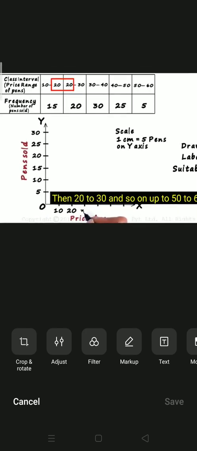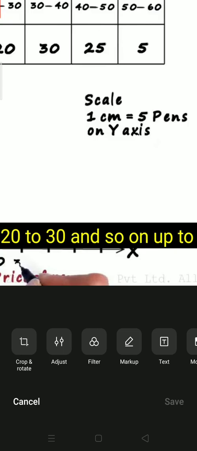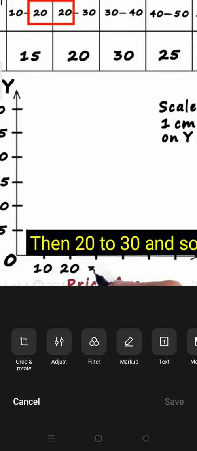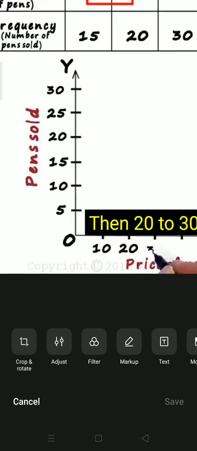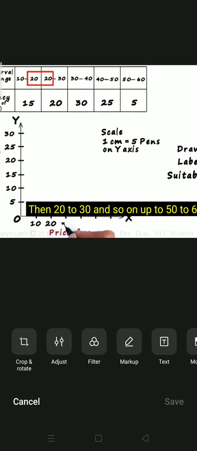Similarly, you see the y-axis. Here you will write the frequency of pens sold. Now over here, which is the least? 5. And the highest is 30. So from 5 till 30 you need to write. You can write in jumps of 5, keeping a gap of 5, like 0, 5, 10, 15, 20, 25, 30. So these are the number of pens sold. Clear this much, all of you kids? Yes. Now let's move further.